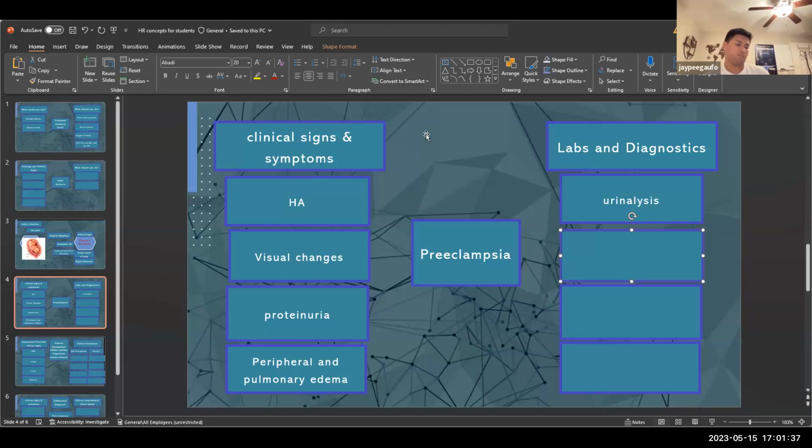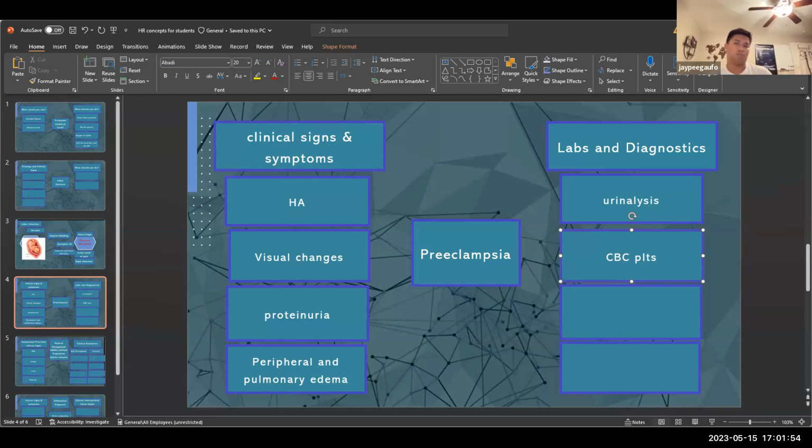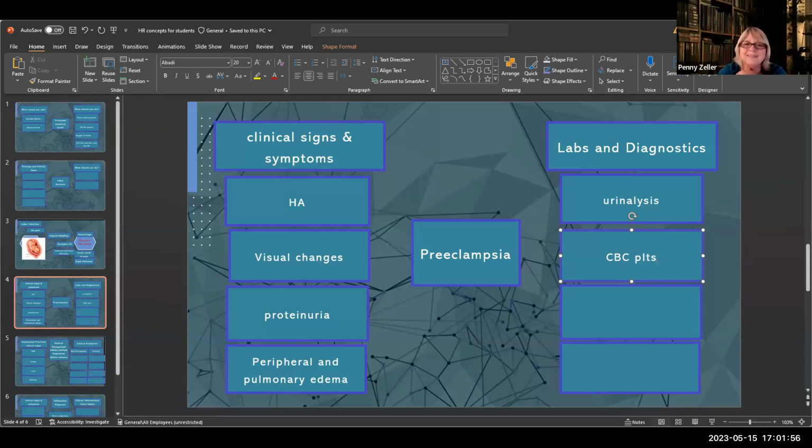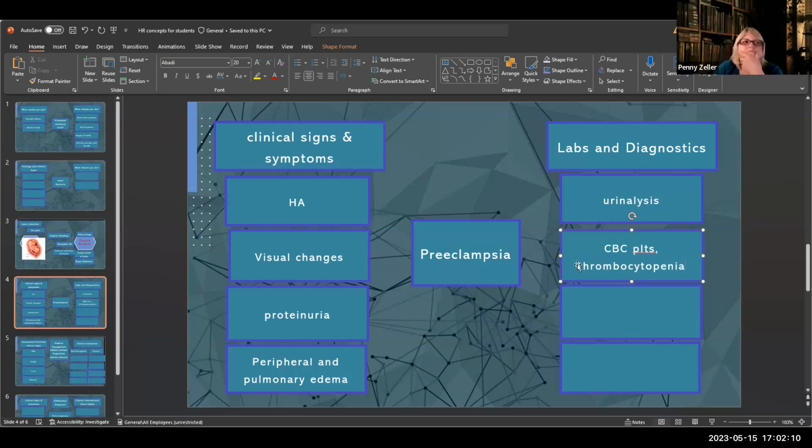Platelet count. Okay, a CBC, and it's going to have the platelets. We need a platelet level. What would the platelet level be if you suspected it? Low. Okay, so some thrombocytopenia, right? We'll see that often with preeclampsia. A non-stress test? Not necessarily. We're mostly worried about the mother with preeclampsia.